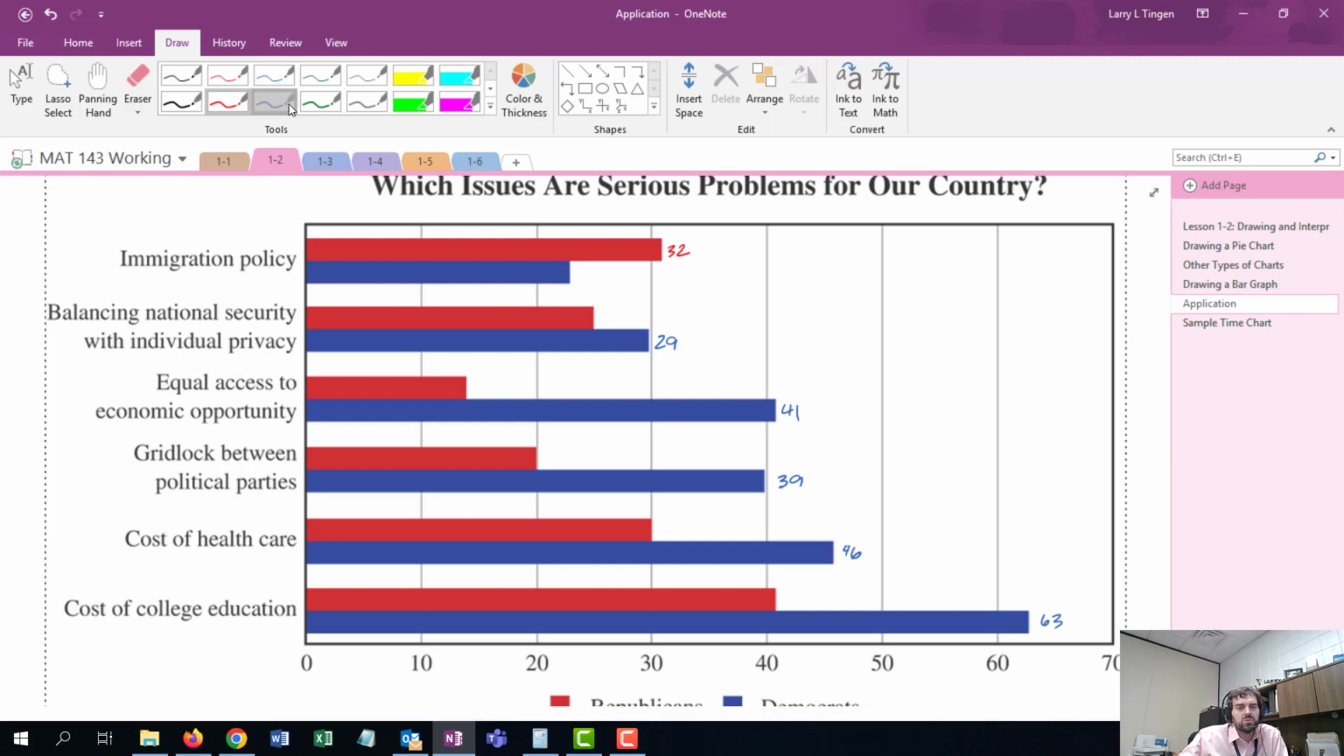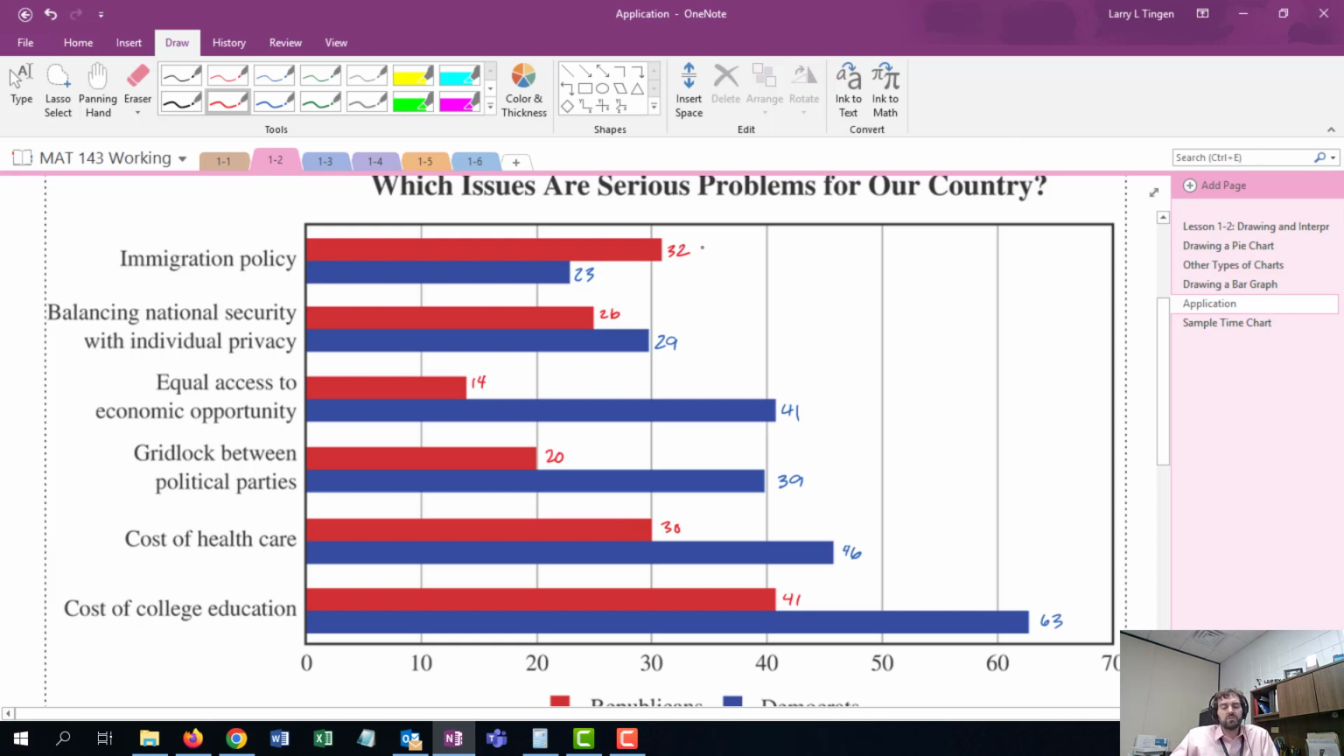That's a little too close. So let's call this 23 and call this 26. All the way back here, equal access, not quite halfway between 10 and 15, so call it 14. This one's right on the line, so that one's dead on 20. This one's dead on 30, and this one's just over 40, so let's say it's 41. All right, so those numbers are going to be helpful for us later as well.